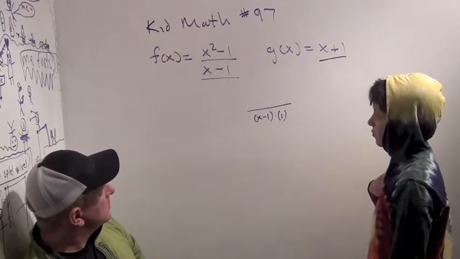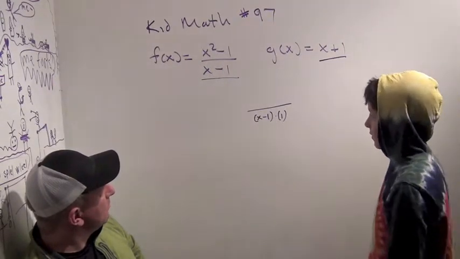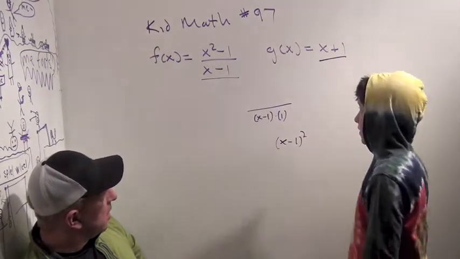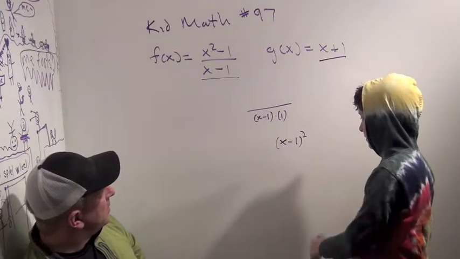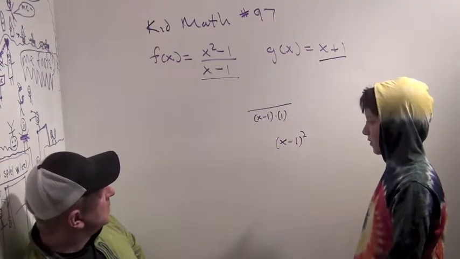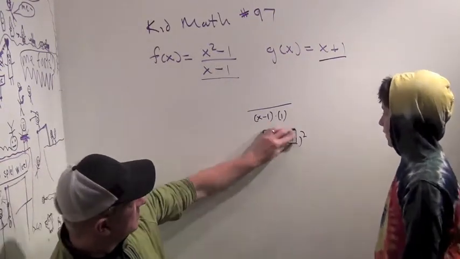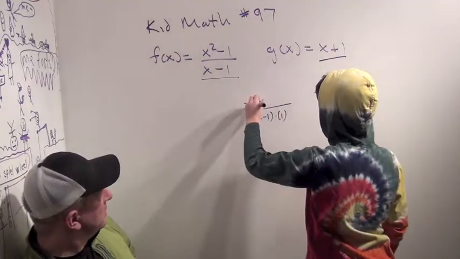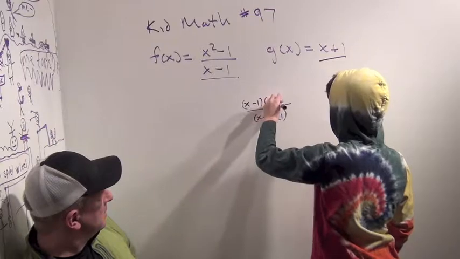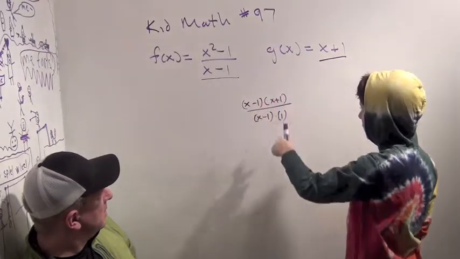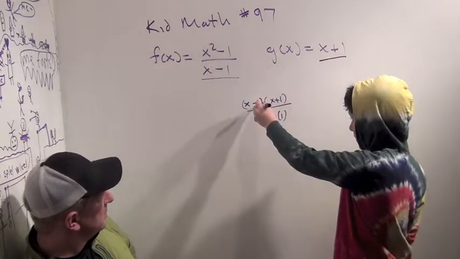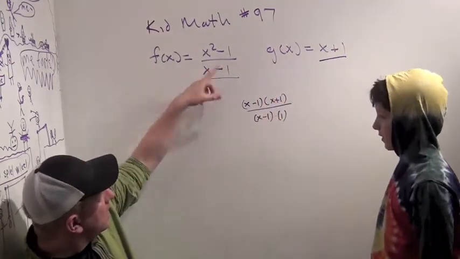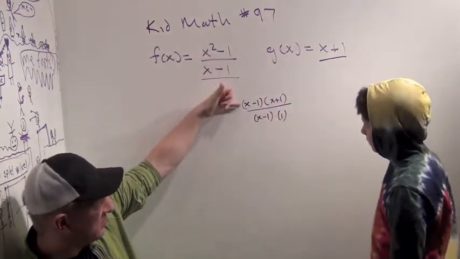So, x squared minus 1. Actually, we could do a difference of squares here. Interesting. So this can factor into x minus 1 times x plus 1, and then when you multiply it out, you have minus x and then plus x, and then you have minus 1. Okay, so x squared minus 1 factors into x minus 1 times x plus 1.